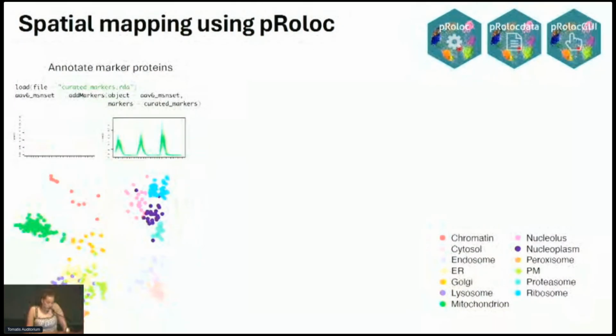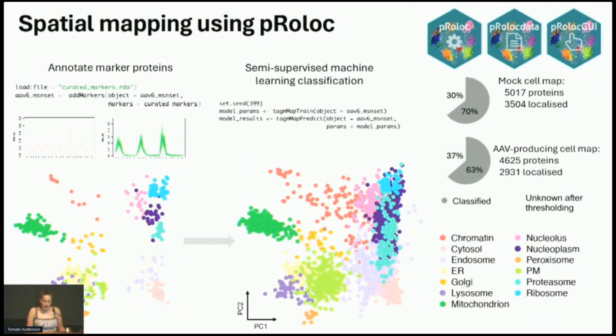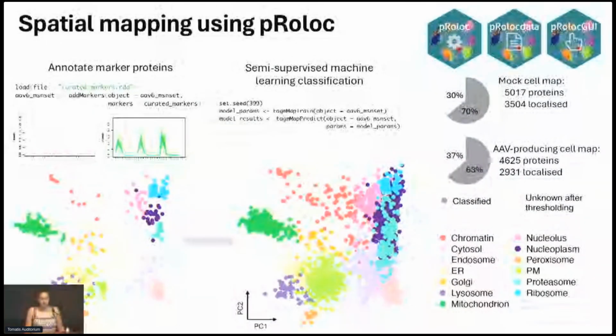So we then use these marker proteins and their abundance profiles as inputs and training data for semi-supervised machine learning algorithms, which are also stored within the Proloc package. This allows us to compare the abundance profiles of our unannotated proteins to those marker proteins in order to try and work out where they would be residing within the cell.